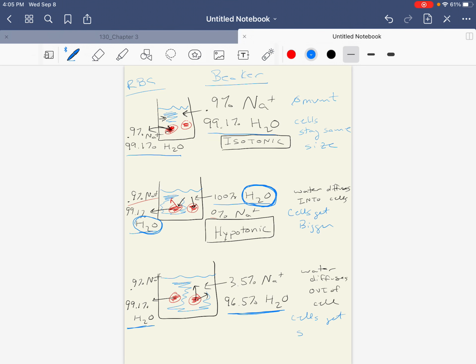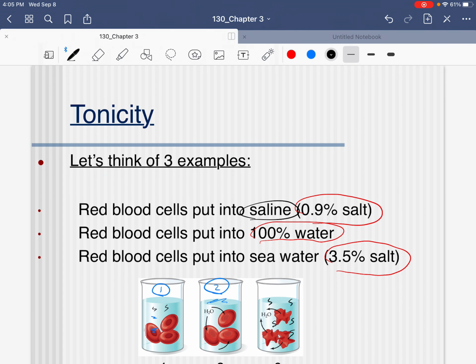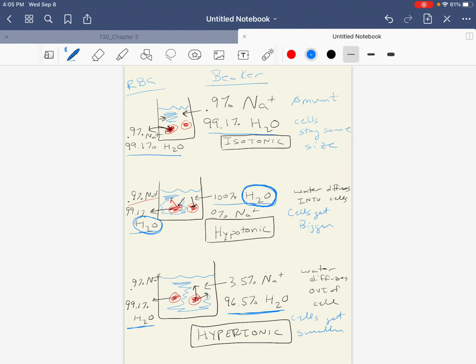And as a result, if the cells are losing water, cells get smaller. This type of solution is called a hypertonic solution, when the cells get smaller. And that's what's happening over here. Water diffuses out of the cell, cells get smaller.